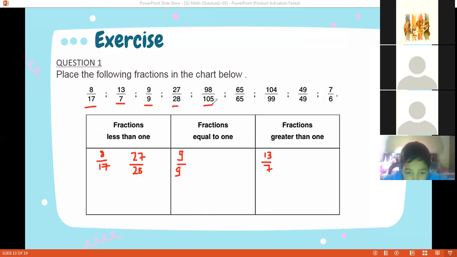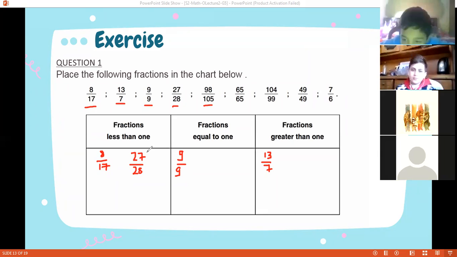98/105. Less than 1, because the numerator is less than the denominator. You will all have a turn, okay?